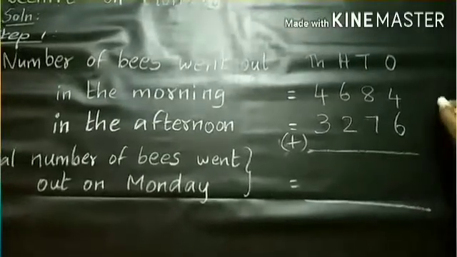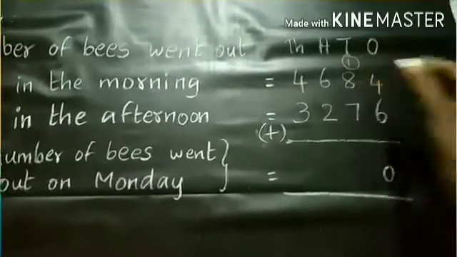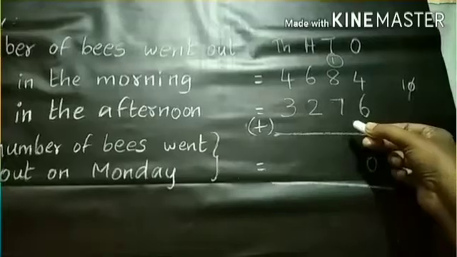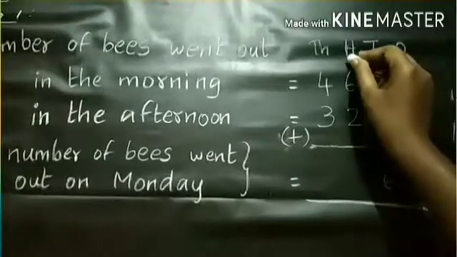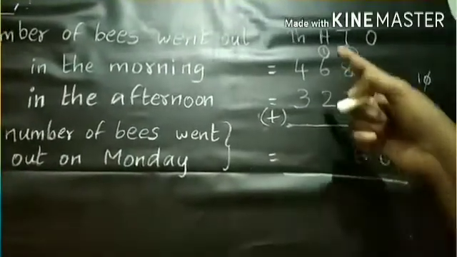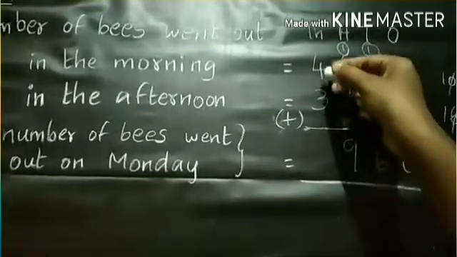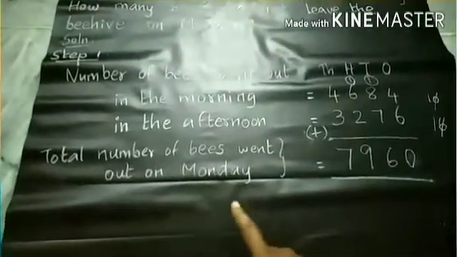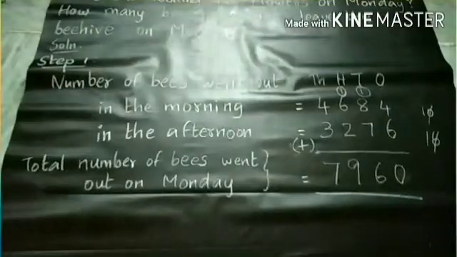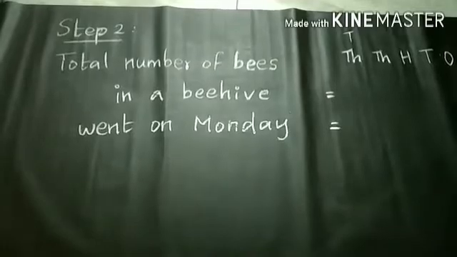Add 4 plus 6 is 10. Write 0, carry over 1 to the next place. Then add 1 plus 8 is 9. 9 plus 7 is 16. Write 6, carry over 1 to the next place. Then add 1 plus 6 is 7. 7 plus 2 is 9. Then add 4 plus 3 is 7. Now we get the total number of bees went out on Monday is 7960.